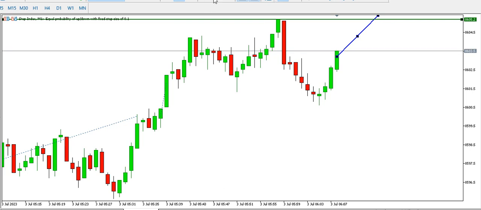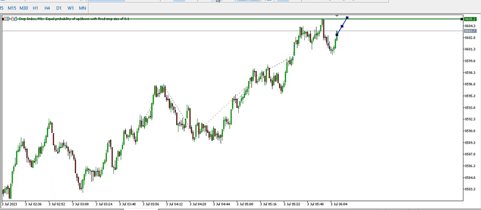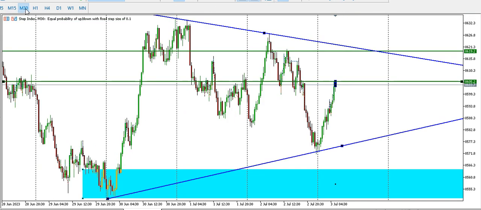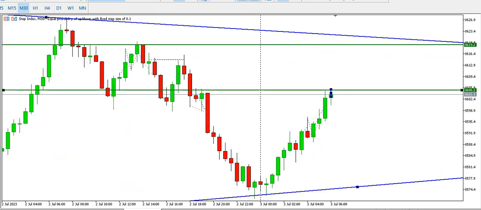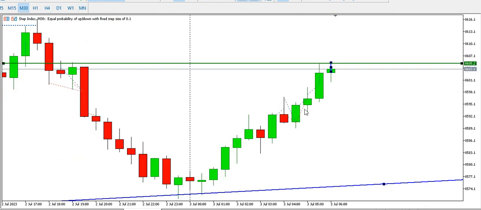All right, but the overall trend on the 1 minute time frame up to the 30 minute time frame is currently bullish. You might want to look for buying opportunities and buy step index.